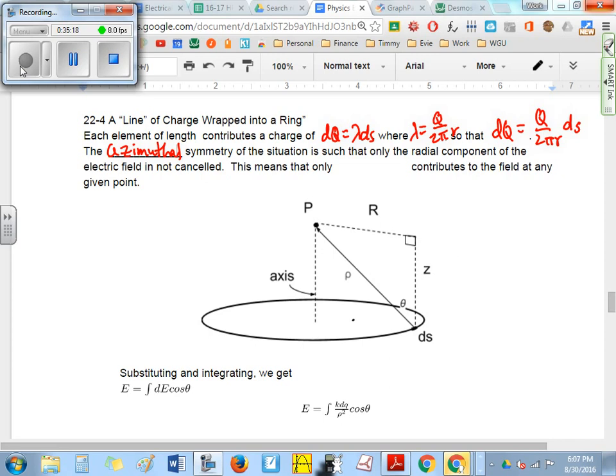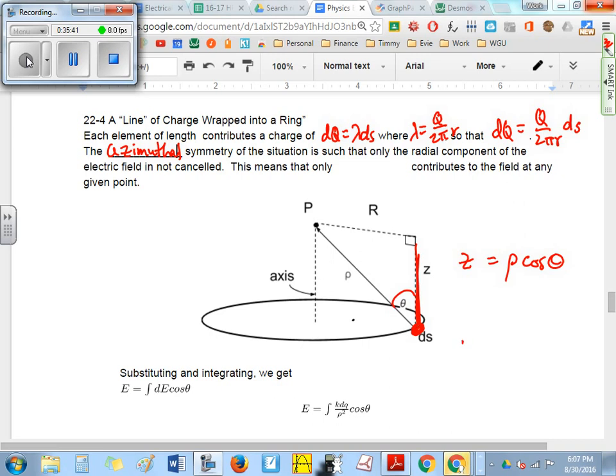So, you'll notice also that z is technically adjacent to theta. It's adjacent to theta, right? Which means that z is really rho cos theta. It's really rho cos theta. Okay, that's important.